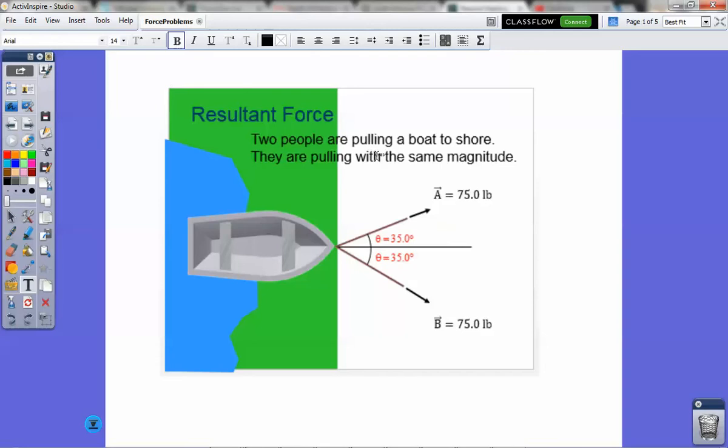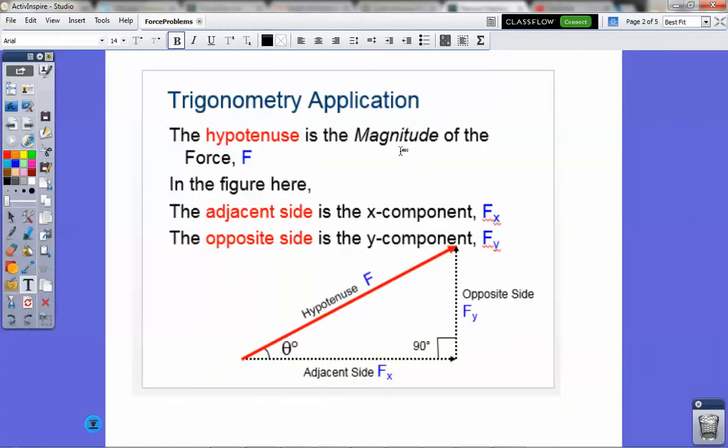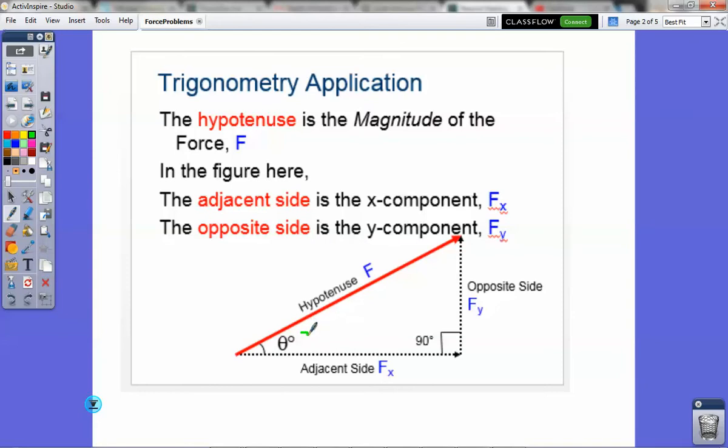So before we tackle this problem, let's take a look at a couple of reminders about vectors. Let's go to the next page, and we have a reminder on our trigonometry with forces. So let's say we had a force like this one. We could take that first force, and let's say this was 35 degrees right here. There's our 35 degrees. I'm drawing with the mouse, so bear with me. The hypotenuse is the force vector. In this case, this person is pulling with a force of 75 pounds.